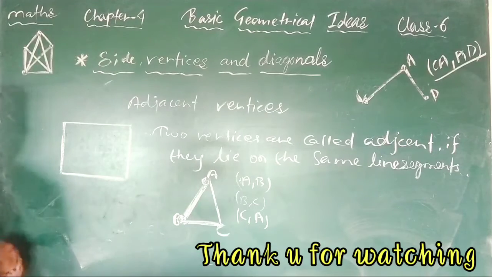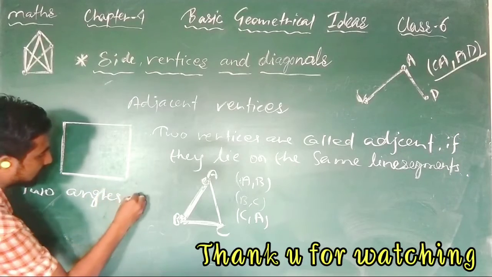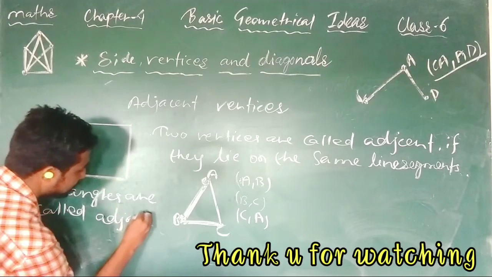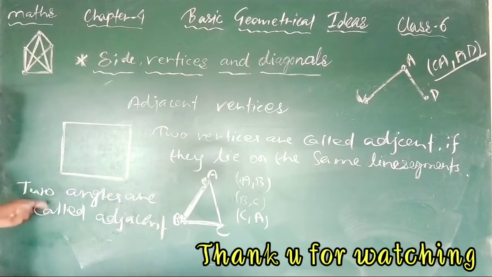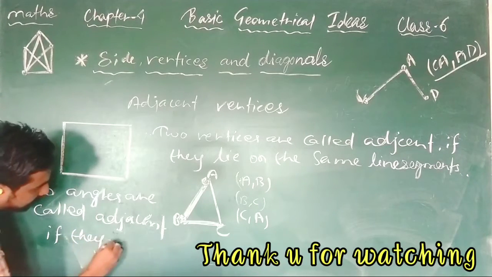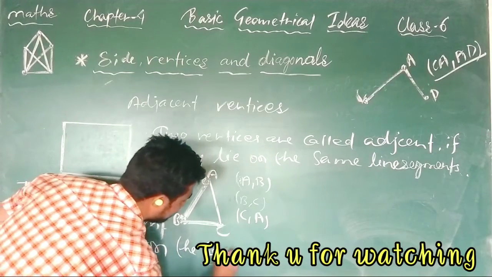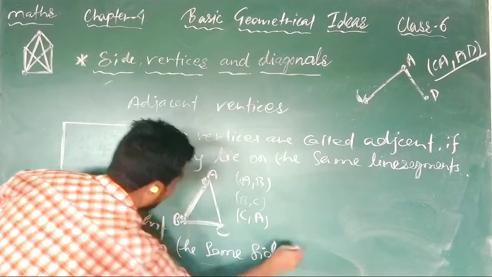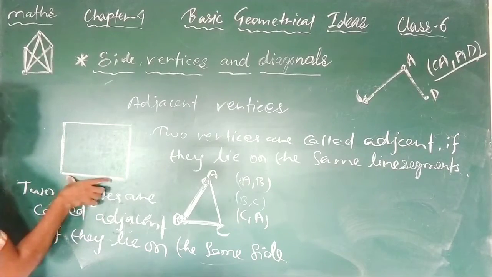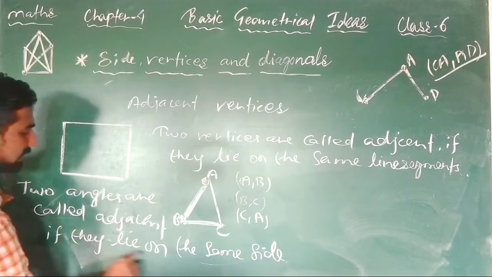So let me write the definition, why leave this topic. Two angles are called adjacent if they lie on the same side or line. Or you can say, two continuous angles which are formed on the same side are called what? Two adjacent angles. Two angles are called adjacent if they lie on the same side.